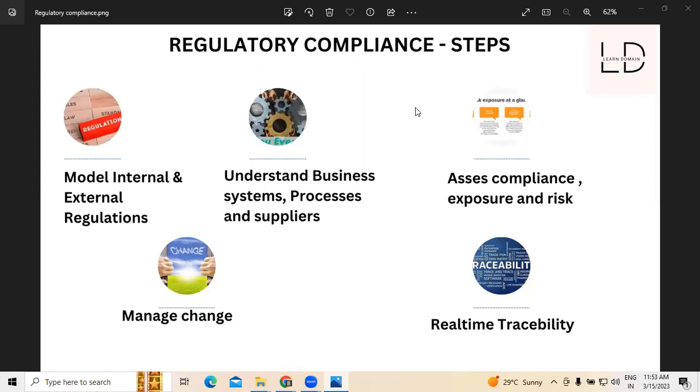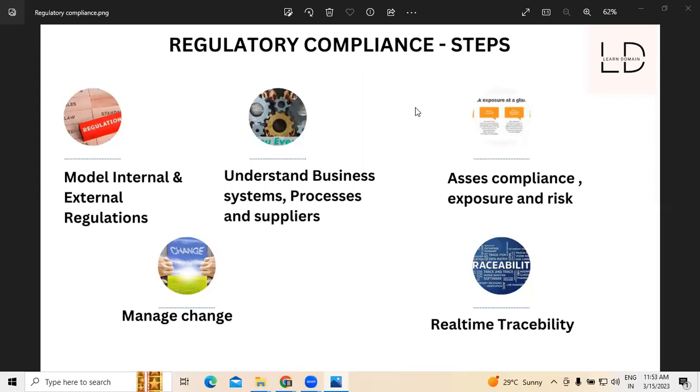When we talk about the second part, which is business systems and processes and suppliers, there will be core processes that are critical to the operations of the business that will be subject to regulatory compliance. Followed by this, the processes will often act across or within the systems and applications that will need to conform to both external as well as internal regulations.